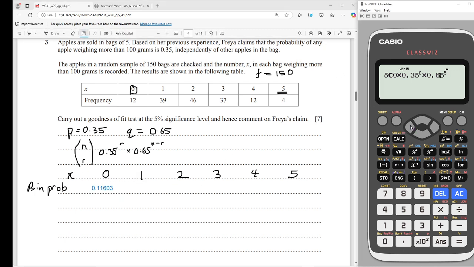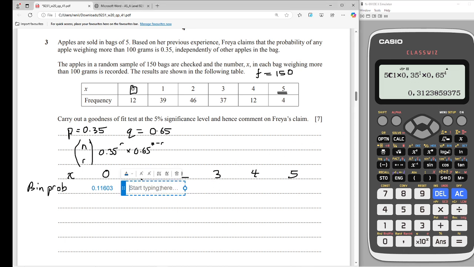Similarly, we repeat this for the next one as well. So when r equals 1, we can replace all the zeros here with 1, and n minus r becomes 5 minus 1, which is 4, and our binomial probability becomes 0.31238. Right, so let's write that down.